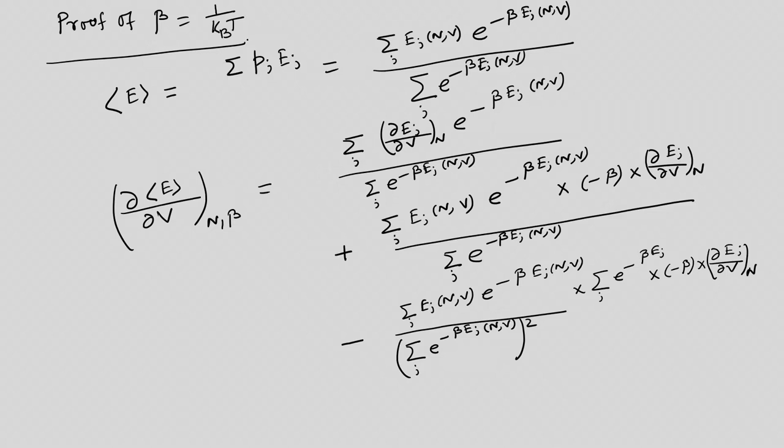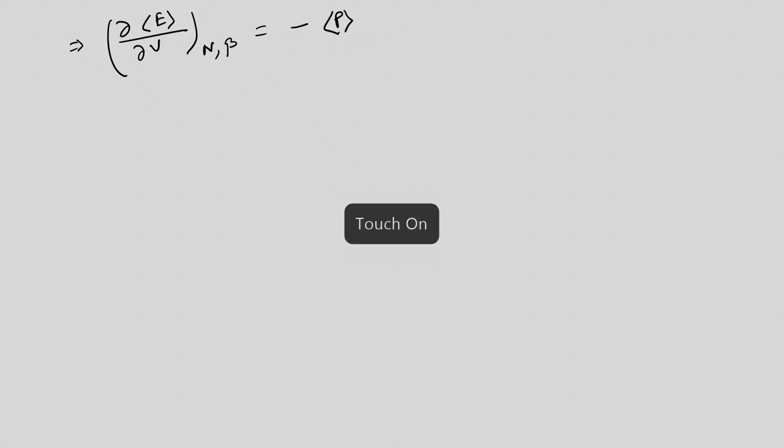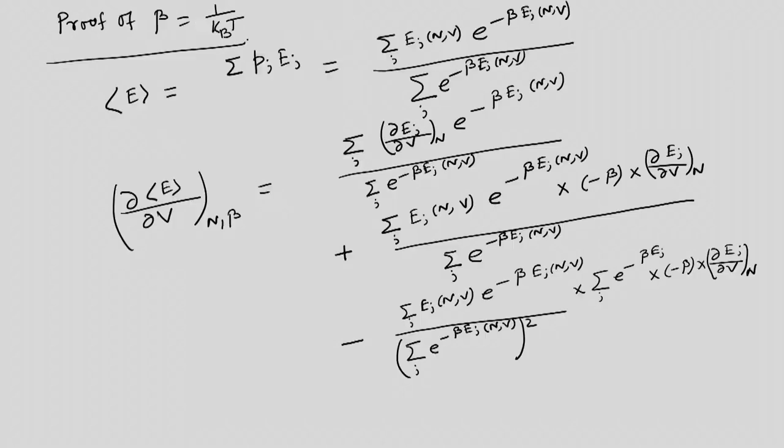Now, if we look at the first term, what do we get? The first term gives you minus the average pressure. So what we get is del E by del V at constant n and beta. The first term gives us the average pressure. Okay, now the second term.